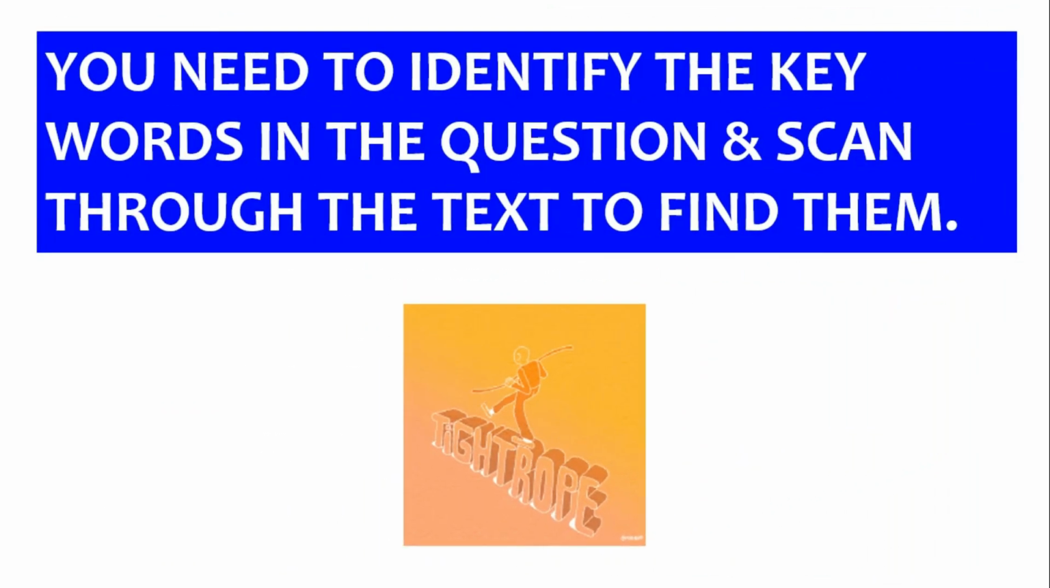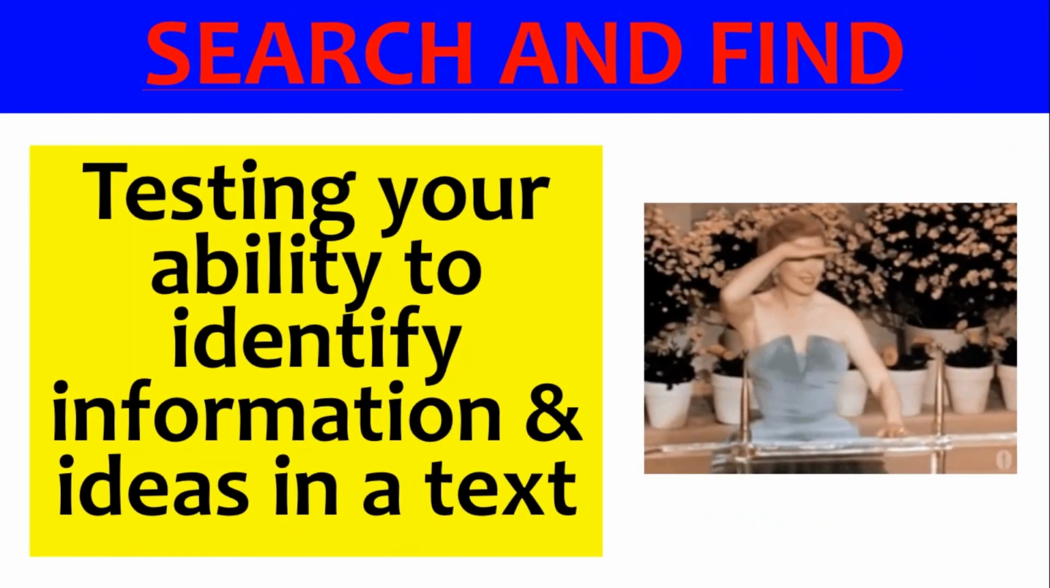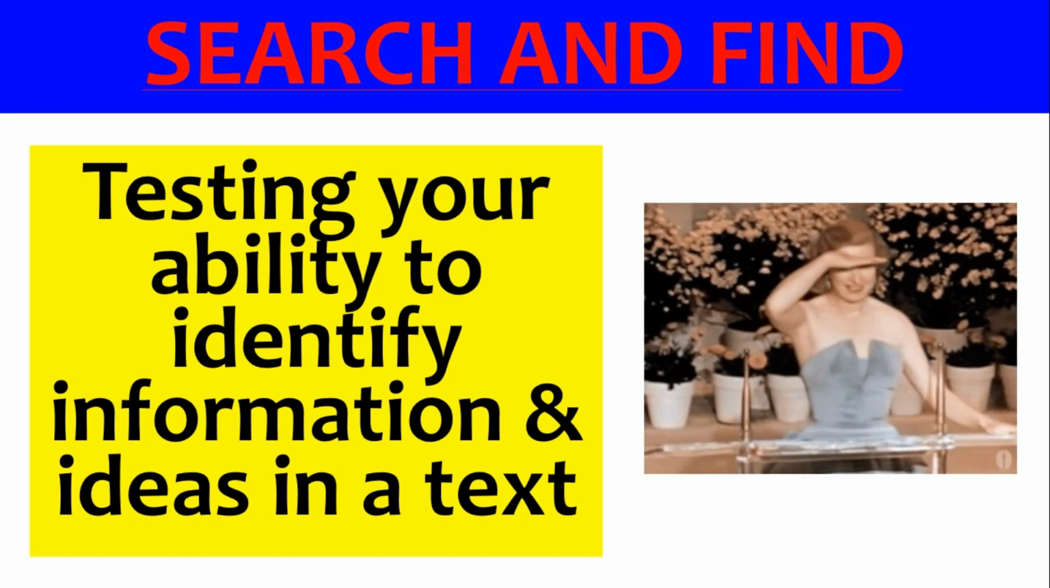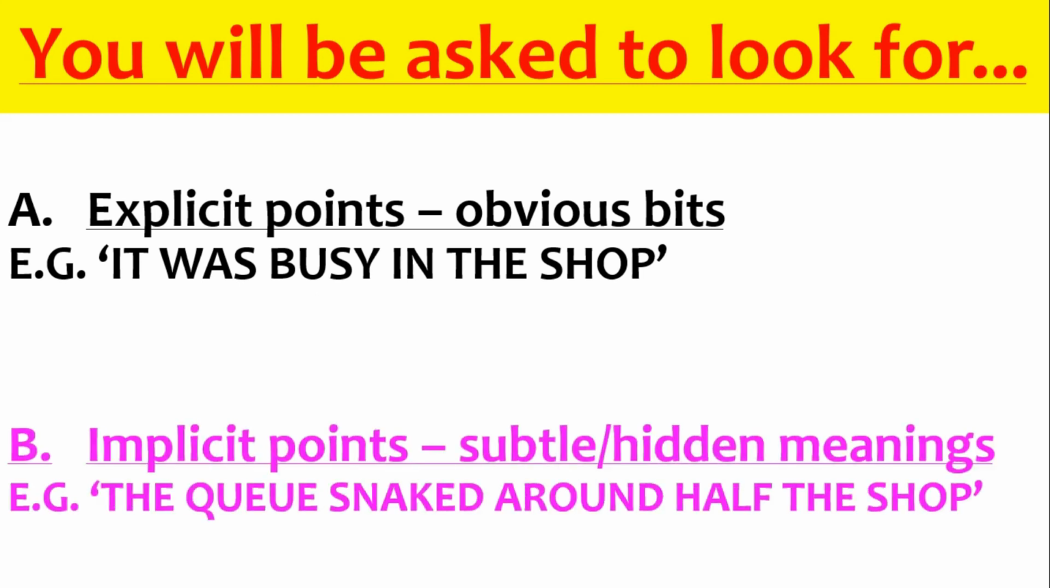And in this question you're identifying the keywords and scanning through the text to find them. It's basically, like I said, a search and find question, so it's testing your ability to find the information in the text. And you're going to be asked to look for explicit points, obvious bits, or you might be asked to find implicit points. So there might be a question where you have to look underneath the obvious or beyond the obvious, a more subtle question, but generally it will probably be explicit points.